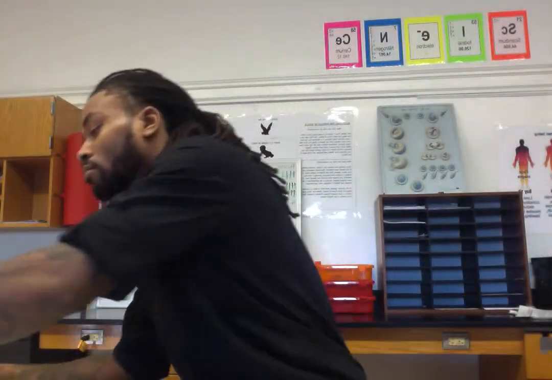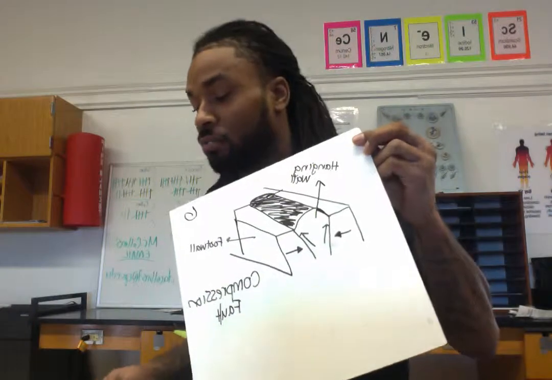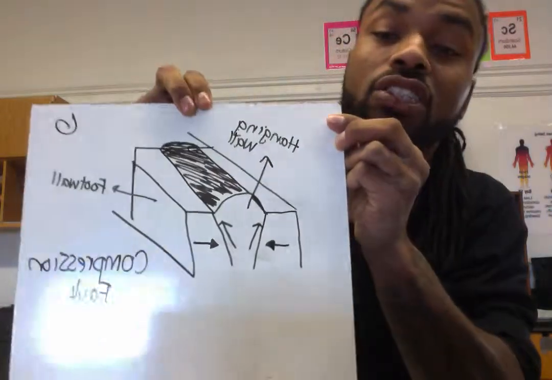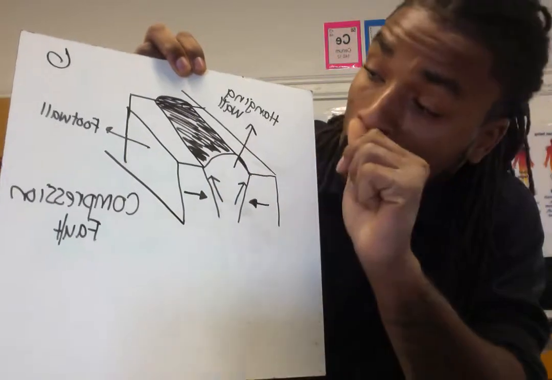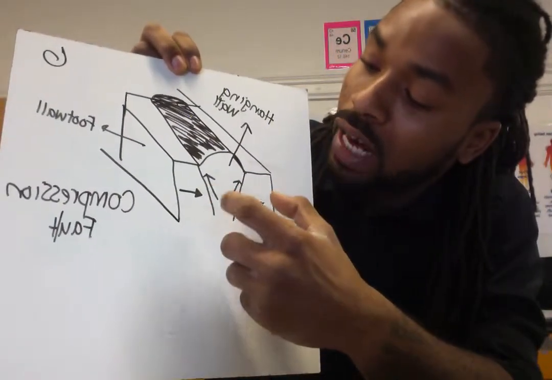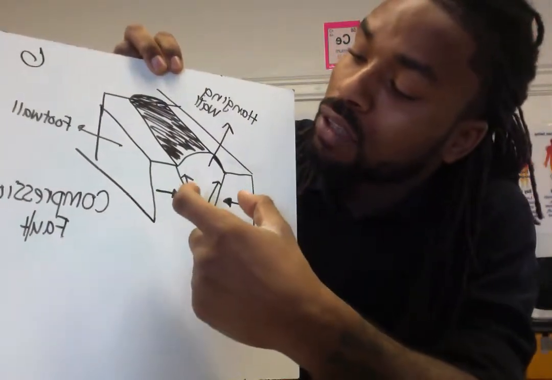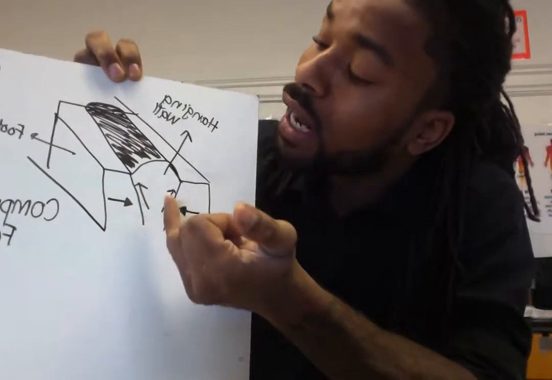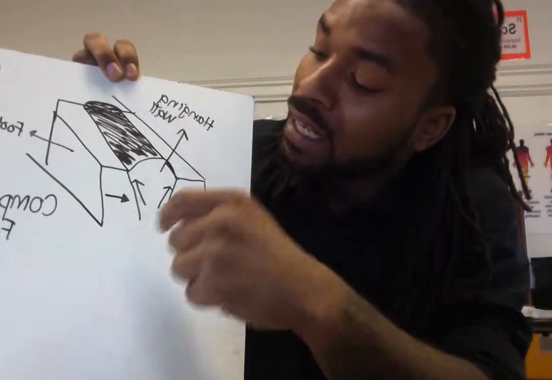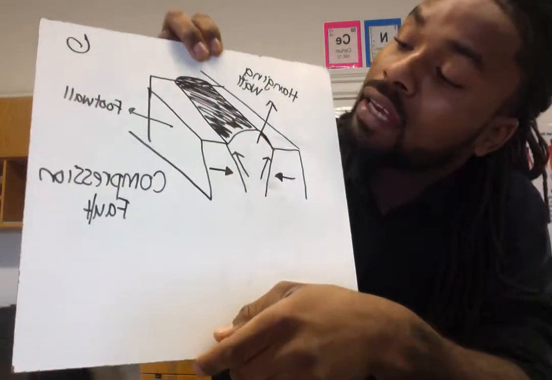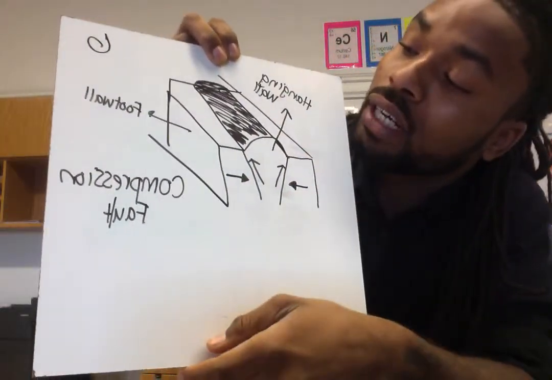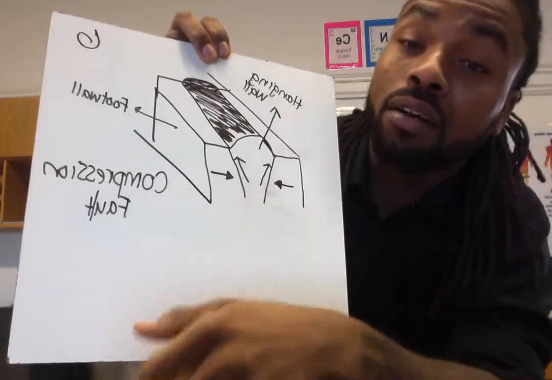Finally, we have our compression fault or compression stress. All right. So once again, we see our hanging wall in the middle. We see our foot walls on either side. And the force of these foot walls is causing our hanging wall to rise. All right. And this is going to be oftentimes how we'll get mountains and rises in our terrain. All right. And this is called a compression stress.